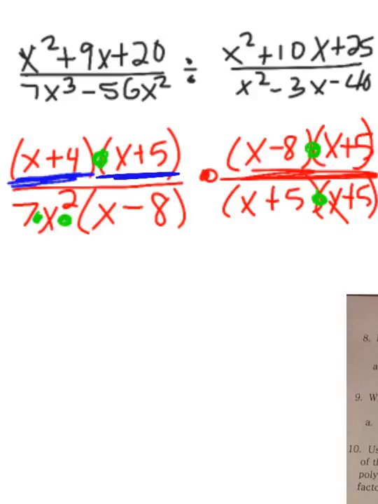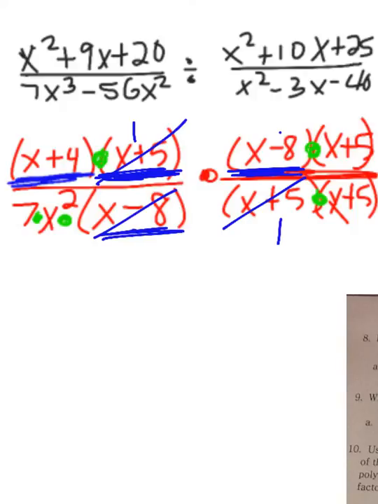I have an x plus 5. So x plus 5, and there's x plus 5 here. Reduces to 1 and 1. I have x minus 8. I see another x minus 8. They reduce to 1 and 1. I have another x plus 5 and another x plus 5 in the denominator. So they reduce to 1 and 1.